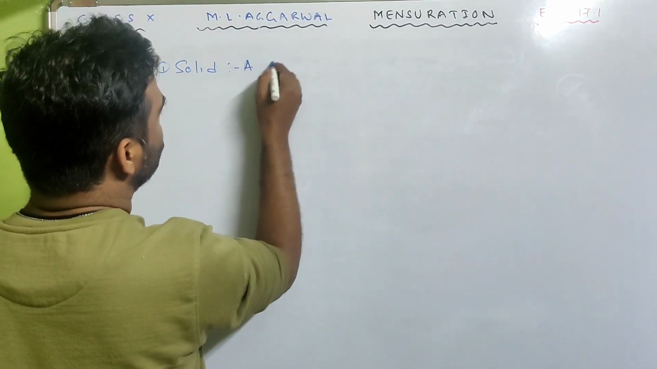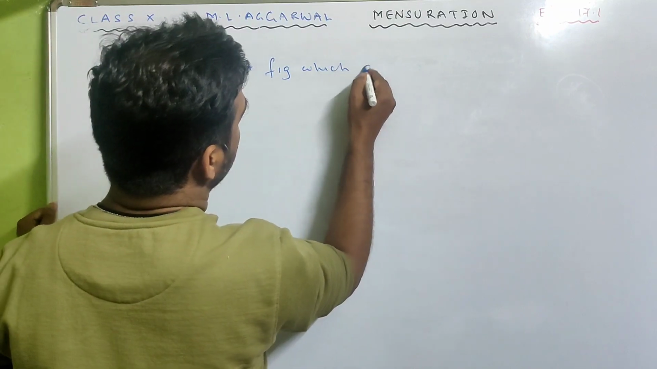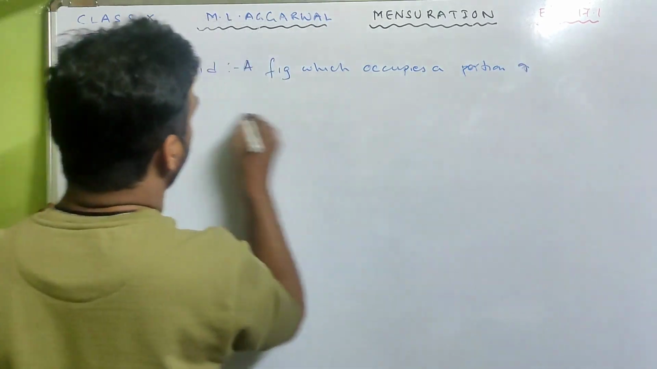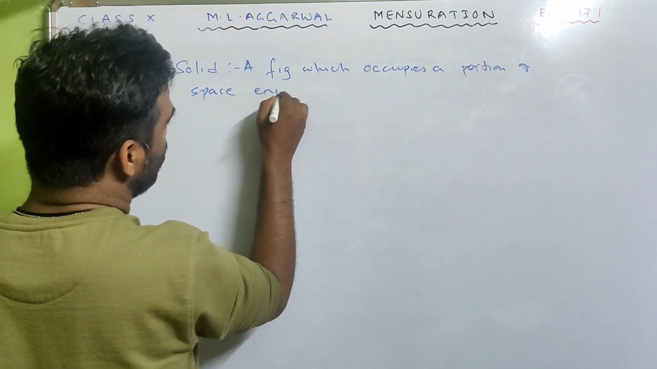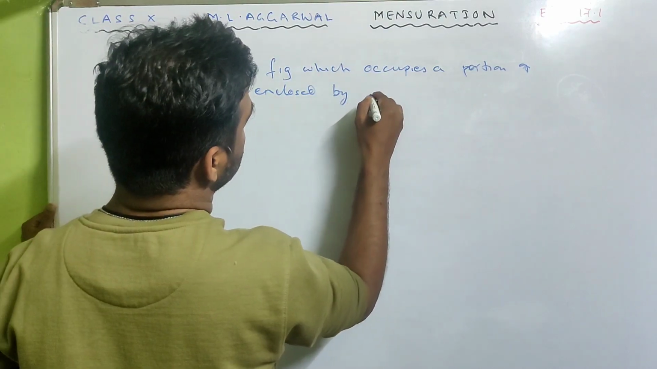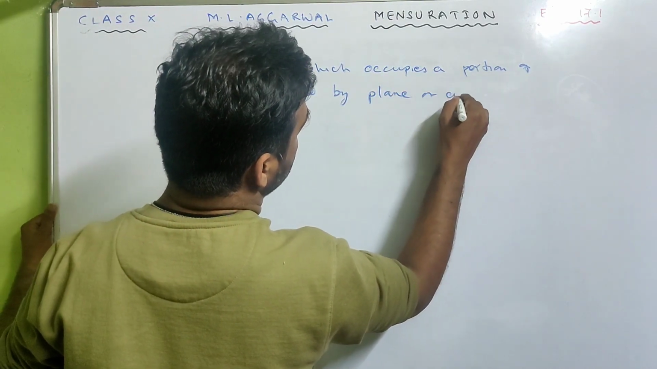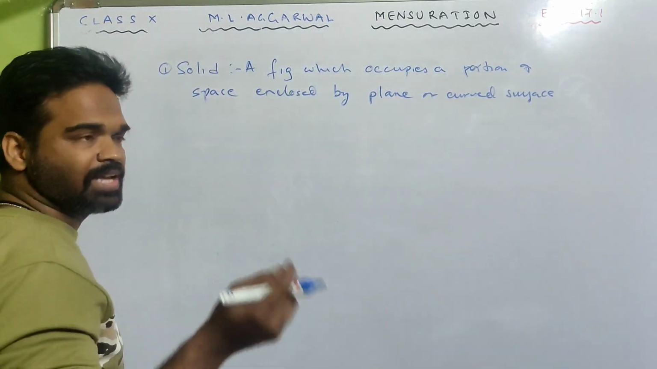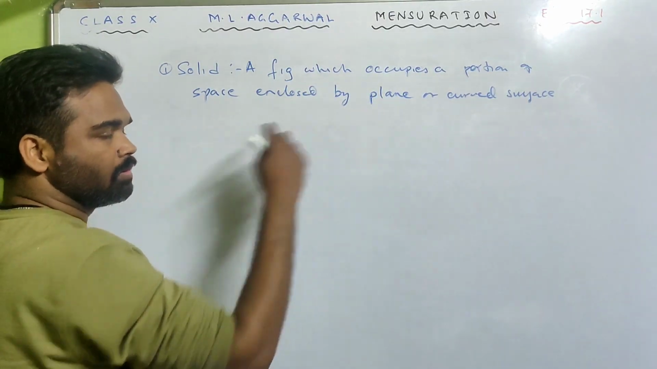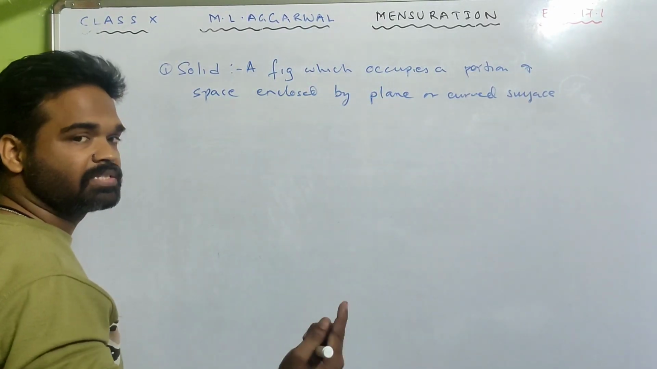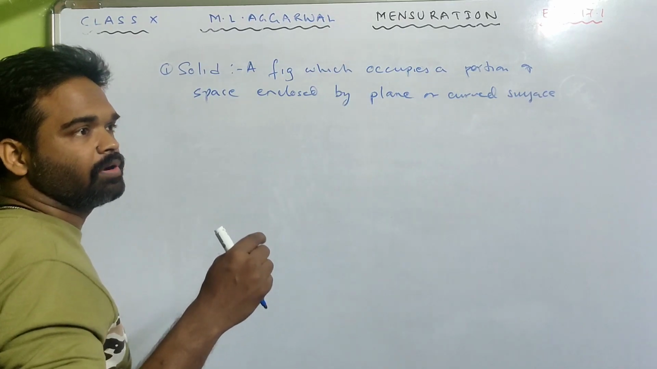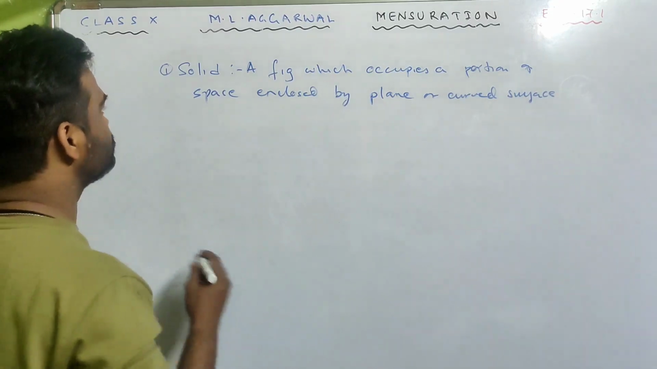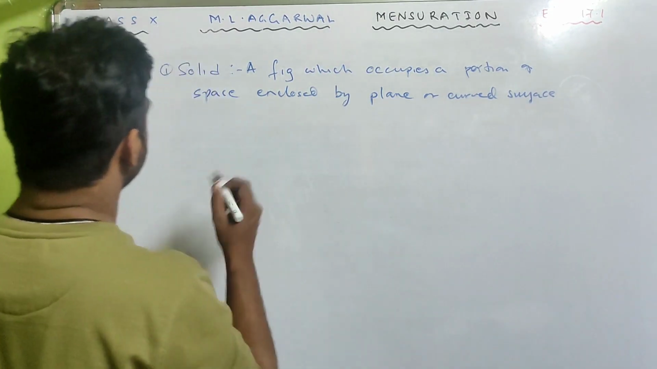Solid. A figure which occupies a portion of space enclosed by plane or curved surface is known as a solid figure. For example, in case of a cuboid, the space is enclosed by plane surface. In case of a cylinder, the space is enclosed by curved surface, isn't it? That is a solid figure.